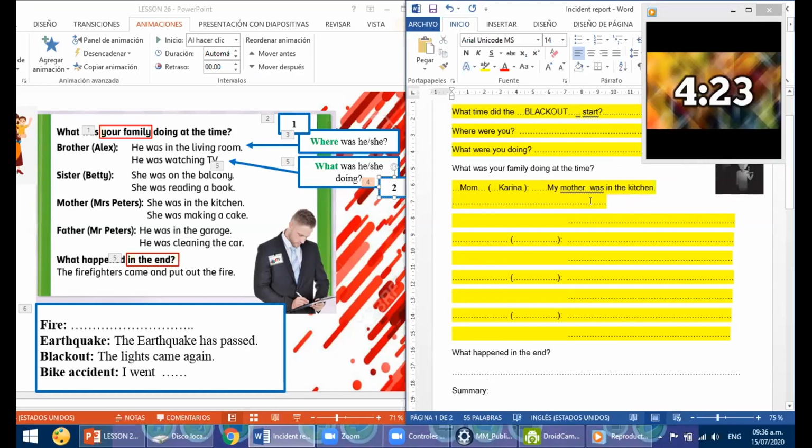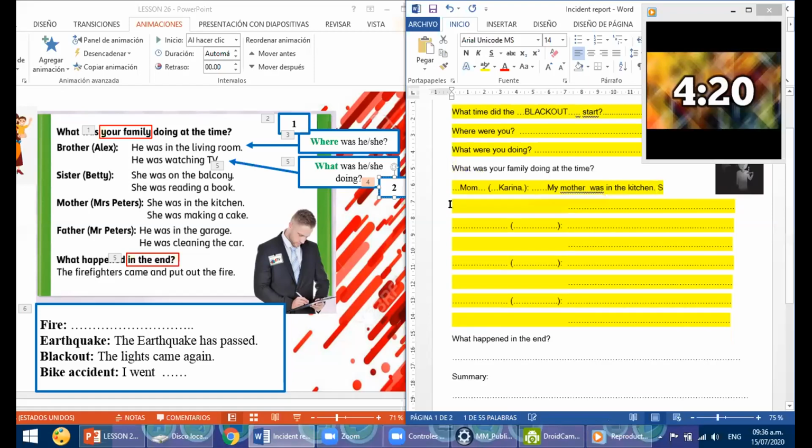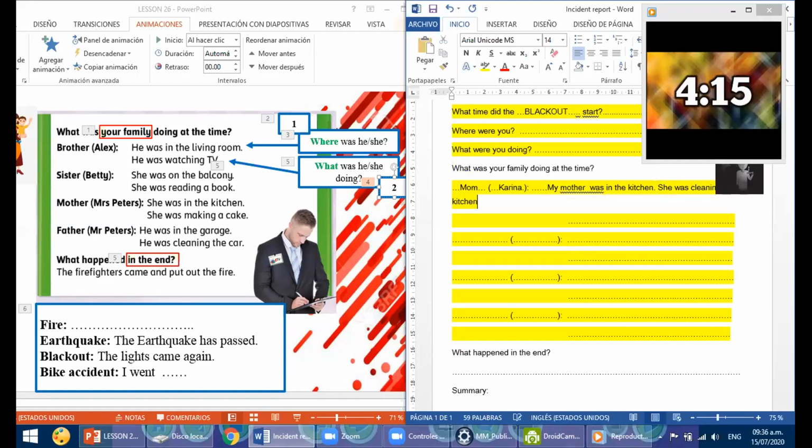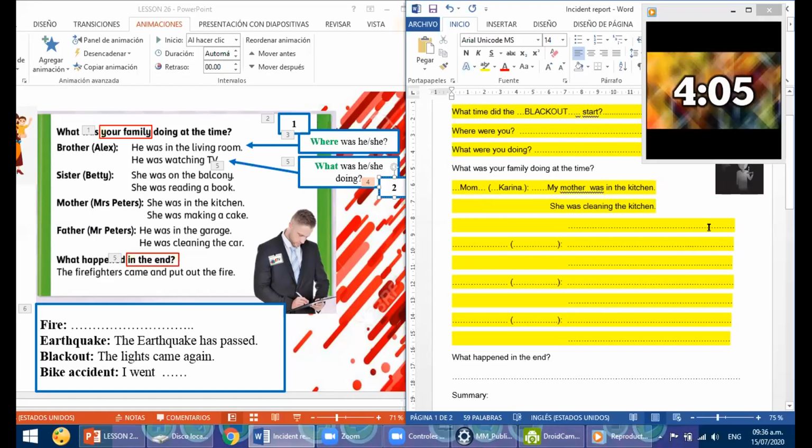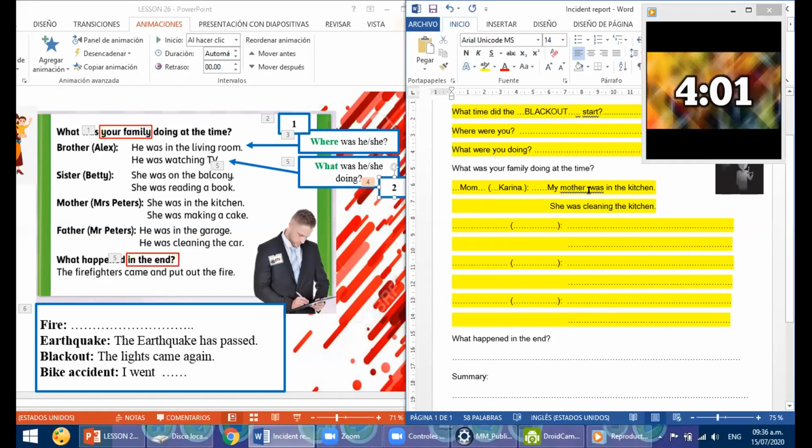One sentence, one idea. The second idea: she was cleaning the kitchen. Two ideas, okay? Where was she and what was she doing? Remember, please, two ideas for each family member. Invent, please. You can invent here. It's not necessarily the truth, but use the English you know. Use the expressions and the actions you know.